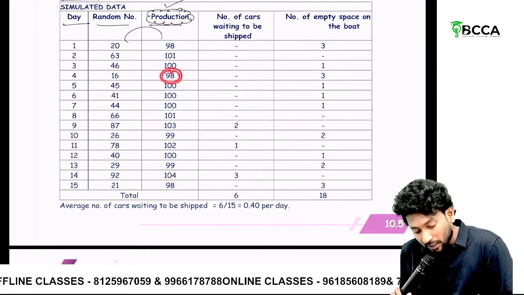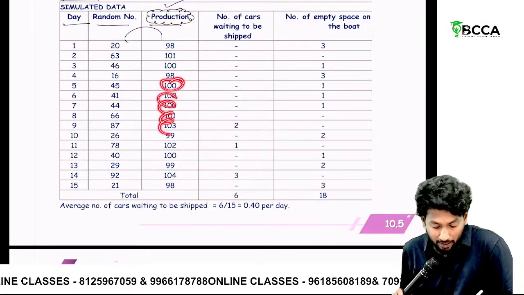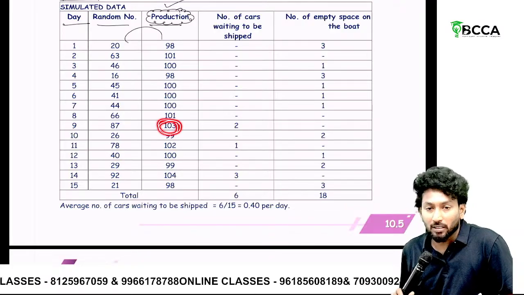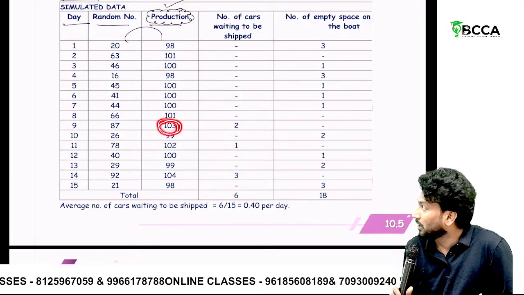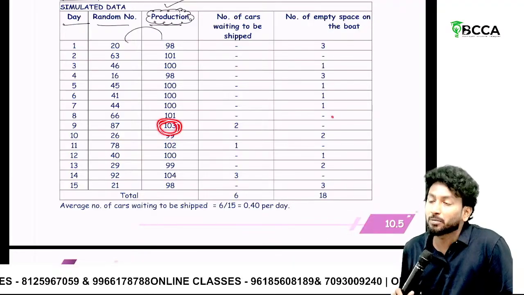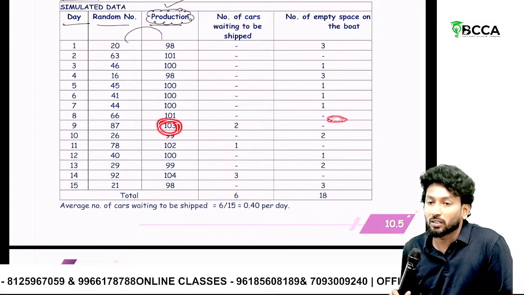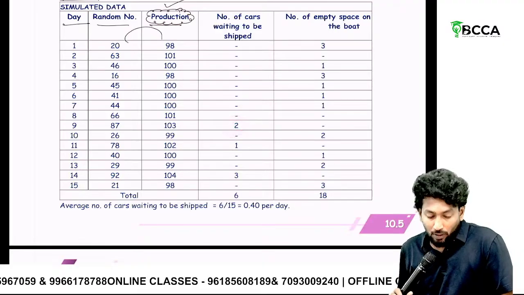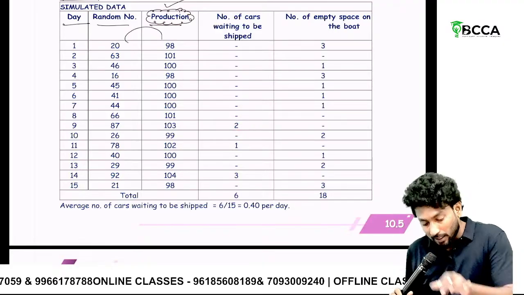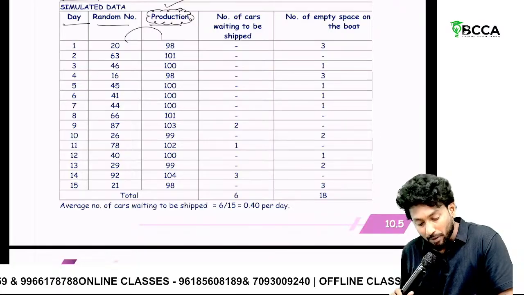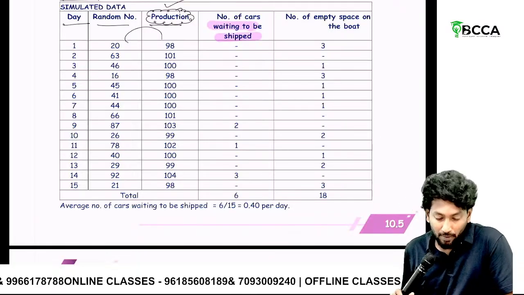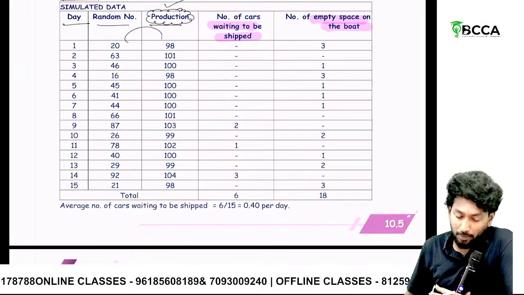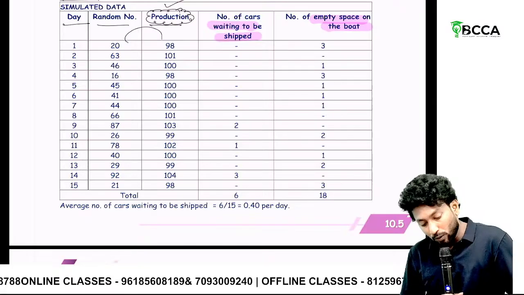Now 98, sir, the same 98 repeated. Then 100, 100, 100, and 103. Let's say 103, sir. If I produce 103 cars, how many cars can I keep on the ship, sir? 101 only. Maximum space is 101 only. That means 2 cars will be waiting to be shipped. Empty space 0. Like that, write the number of cars waiting to be shipped and the empty space on the boat. Make a total of both, sir.